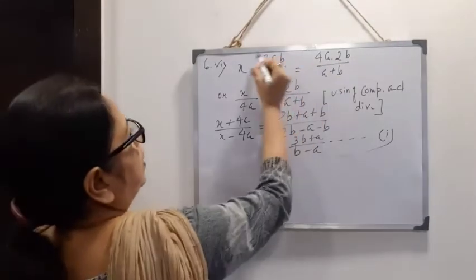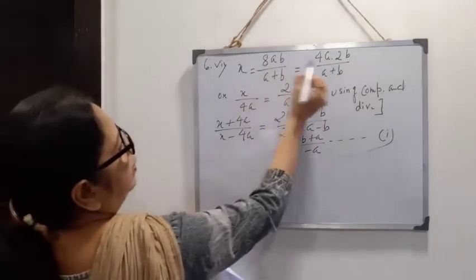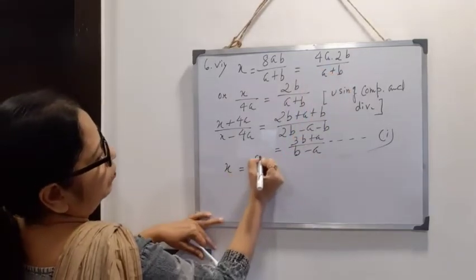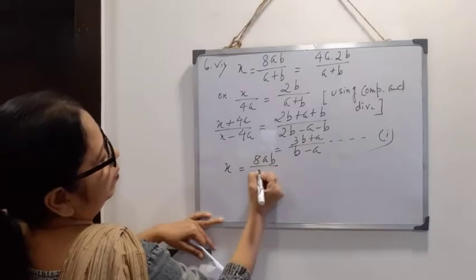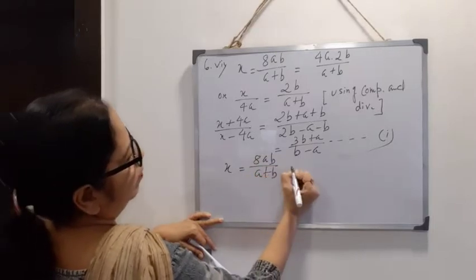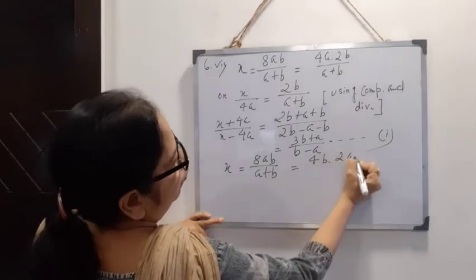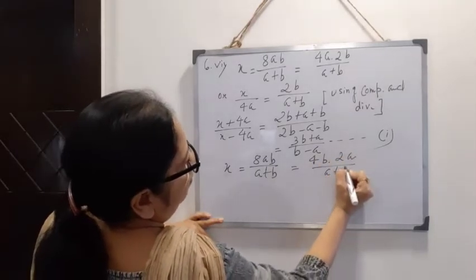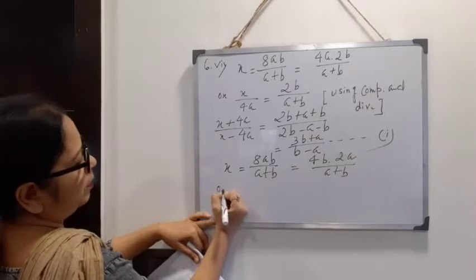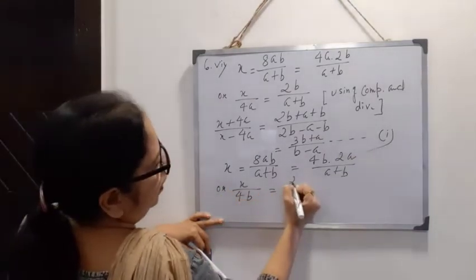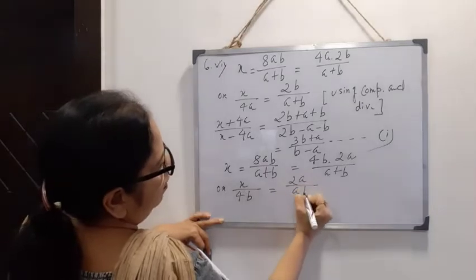Now similarly, from here I had written 4a into 2b. Now I will write x equals the given 8ab by a plus b. Now I am writing it in that form as 4b into 2a by a plus b. Now 4b I am taking here. x by 4b equals 2a by a plus b.